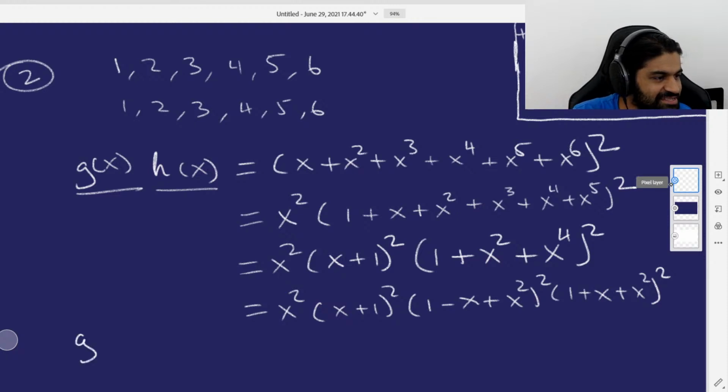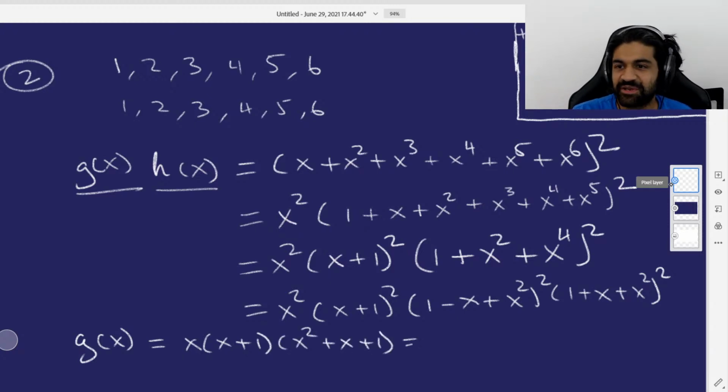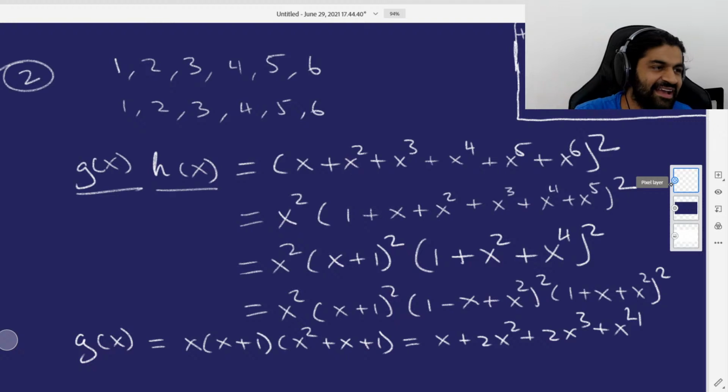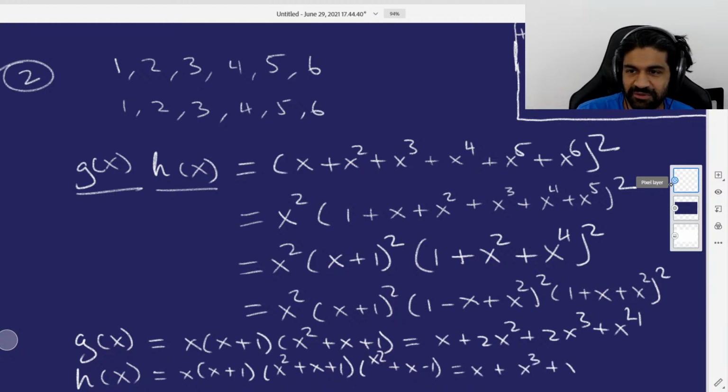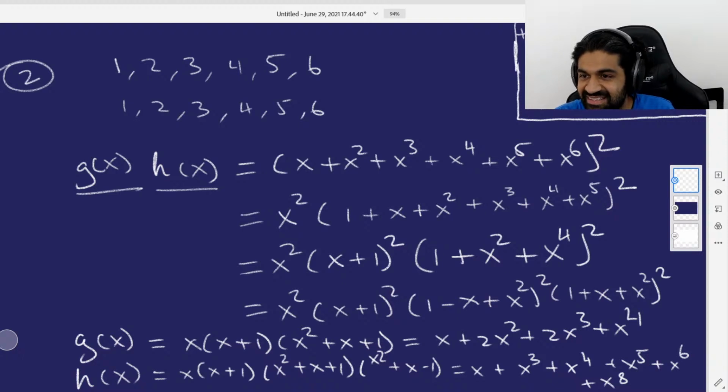You can just set g of x equals x times (x plus 1) times (x squared plus x plus 1), which gives you x plus 2x squared plus 2x cubed plus x to the 4th power, okay? And you can assign the remaining factors to h of x, which will give you x times (x plus 1) times (x squared plus x plus 1) times (x squared plus x minus 1), and then this will be x plus x cubed plus x to the 4th plus x to the 5th plus x to the 6th plus x to the 8th. And so these two are going to be our dice that are going to work.